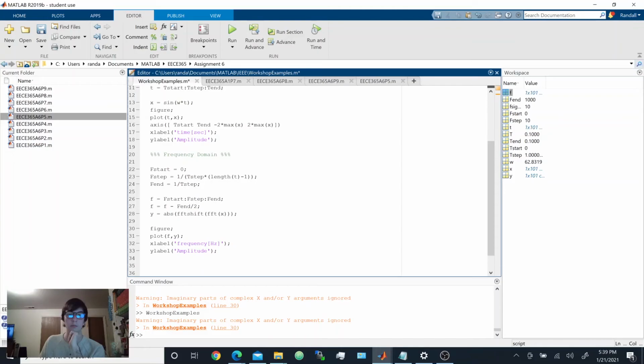Let's do 10 periods and see what happens. It's a lot thinner. A lot thinner, and if we increased it to 100 periods, it would look like a delta function or a Dirac or whatever. So I will go a little step further.